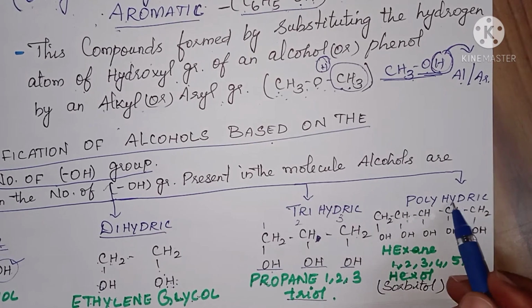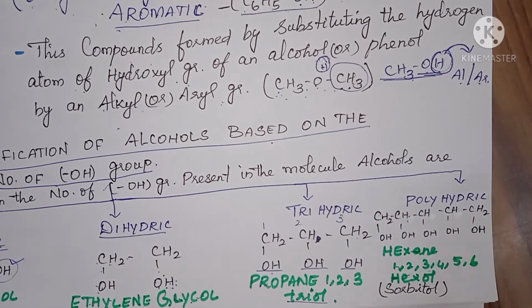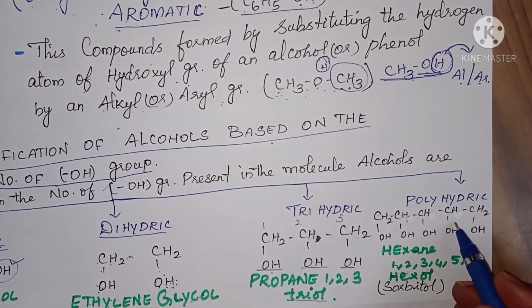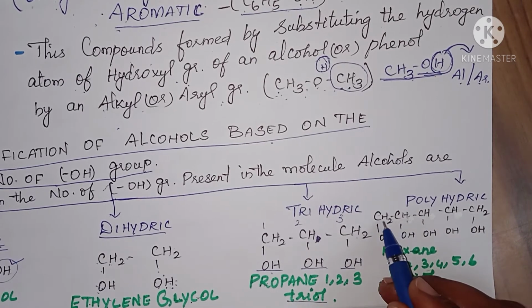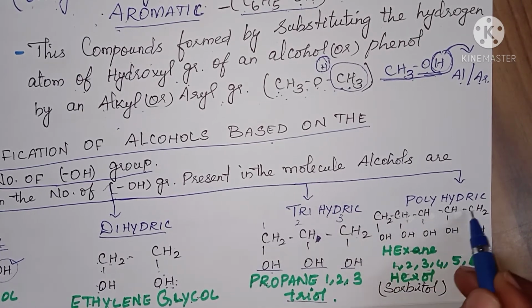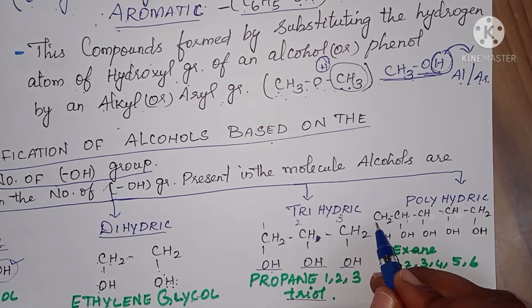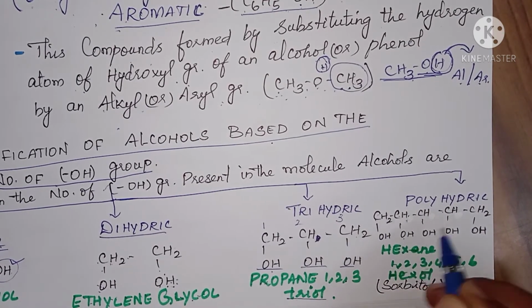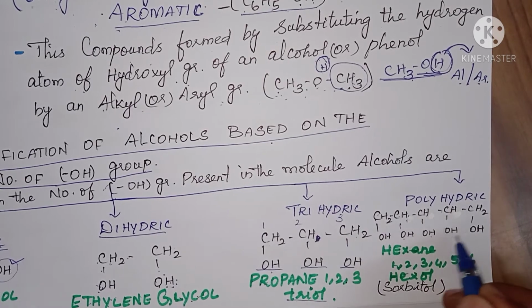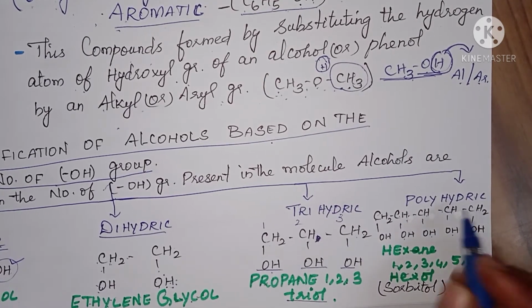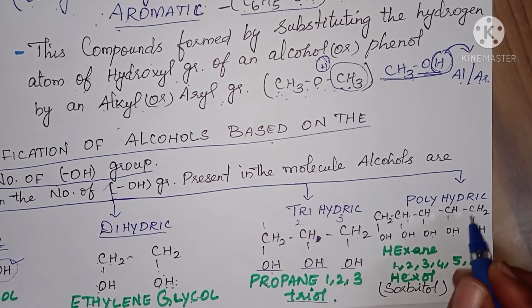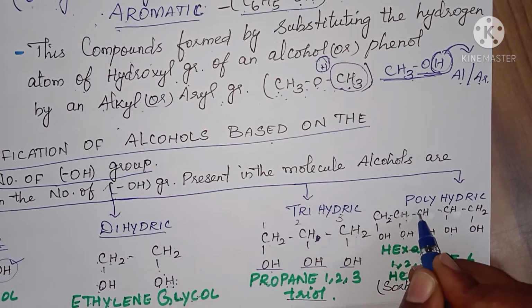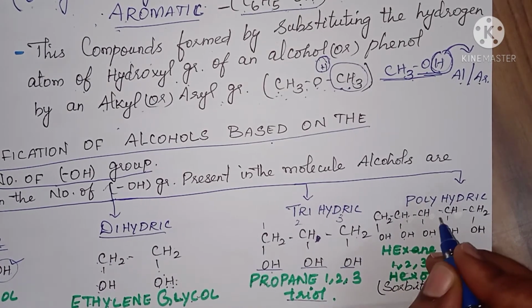Okay. Now the last one, polyhydric. So the number of carbons will be there, so that is called poly. So how many carbons are there? Naturally 1, 2, 3, 4, 5 carbons are there. So that means CH2OH, CHOH, CHOH, CHOH, CH2OH. So here what is it? Sorry, 6 carbons. 1, 2, 3, 4, 5, 6.